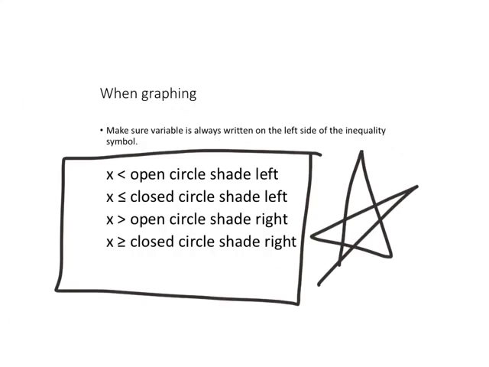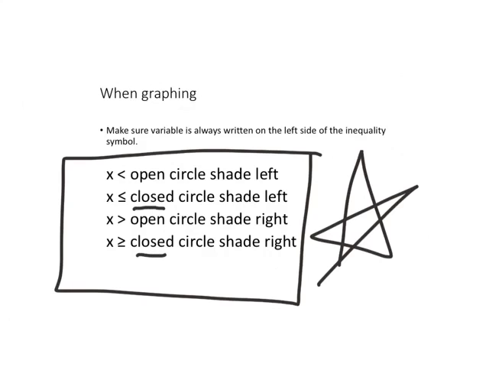When x is less than your solution, there's an open circle and you shade left. When x is less than or equal to, closed circle, shade left. When x is greater than, there's an open circle, shade to the right. When x is greater than or equal to, closed circle, shade to the right. Now, the pattern you should be noticing here is that whenever you have the or equal to symbol, you're going to have a closed circle.